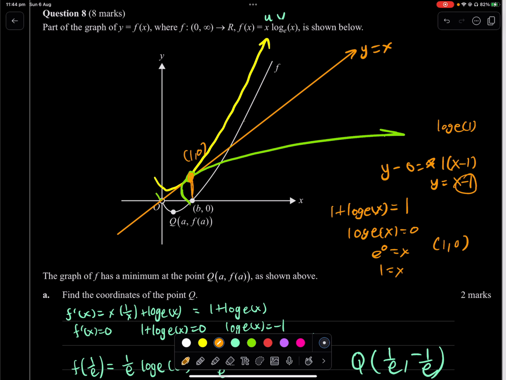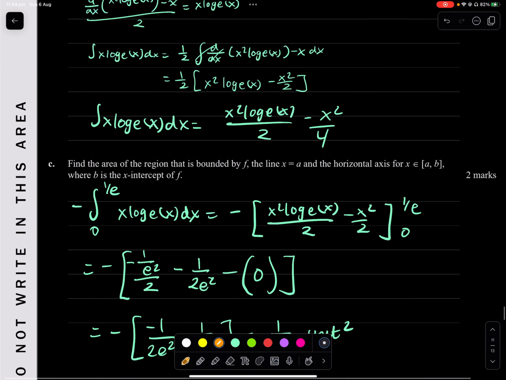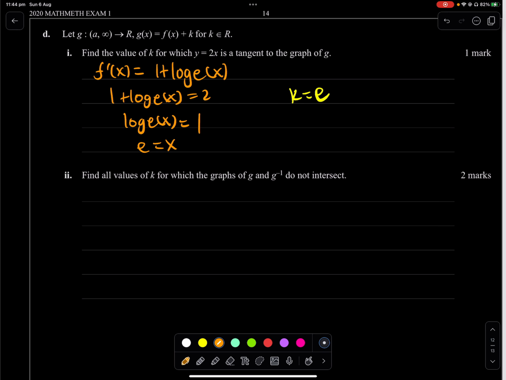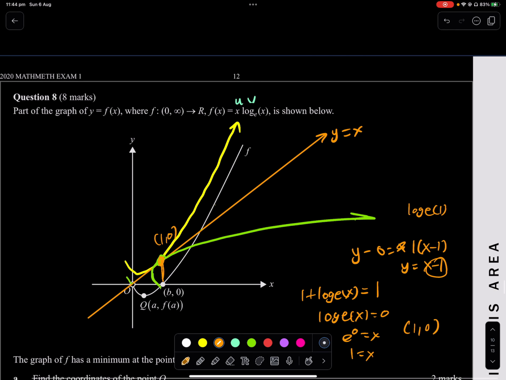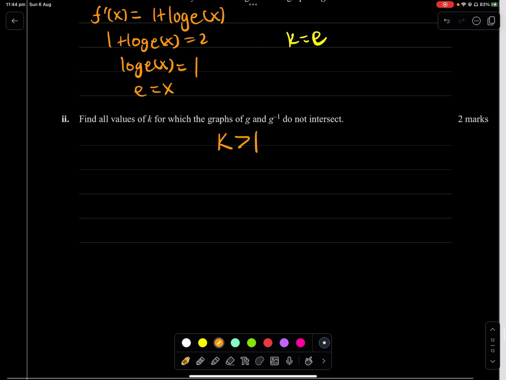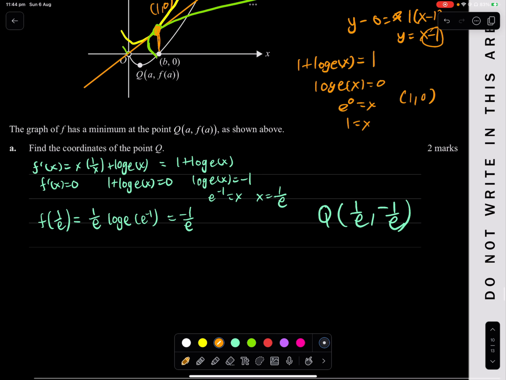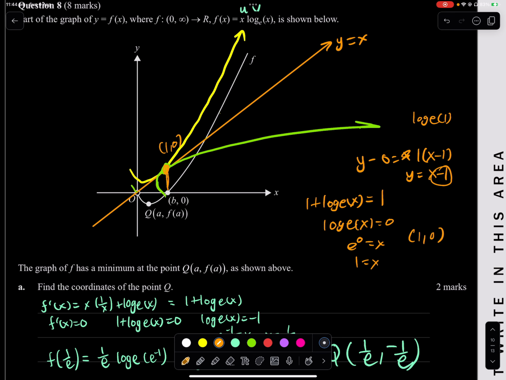It means that your k value must equal 1. Your k value must equal 1. So we said that k must be greater than 1. Remember that k value, we found it's 1. So if it's greater than 1, it cannot equal 1, because they'll intersect at that point. Well, it's 2 marks, so we can show a little bit more working out, like find derivatives and stuff.